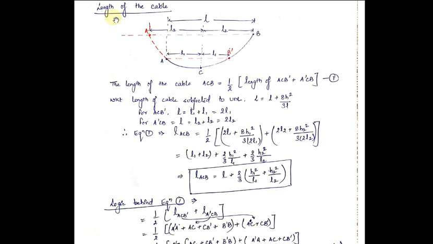And now let's come to the second portion of the derivation, that is to find out the length of the cable. Now we have to find the length ACB. We know that this cable ACB has its supports at different levels.